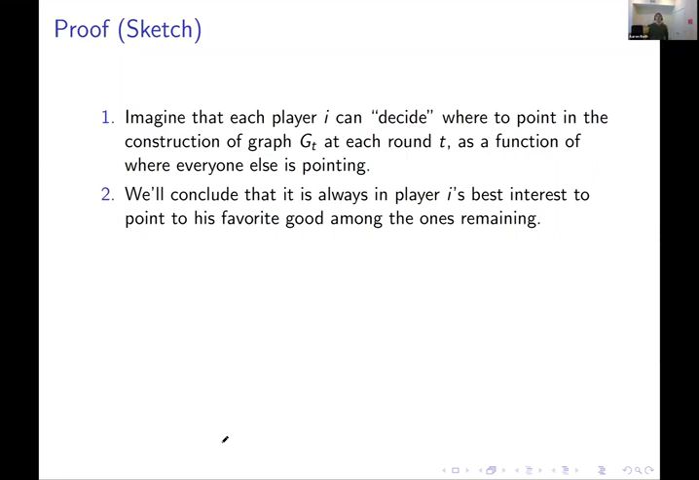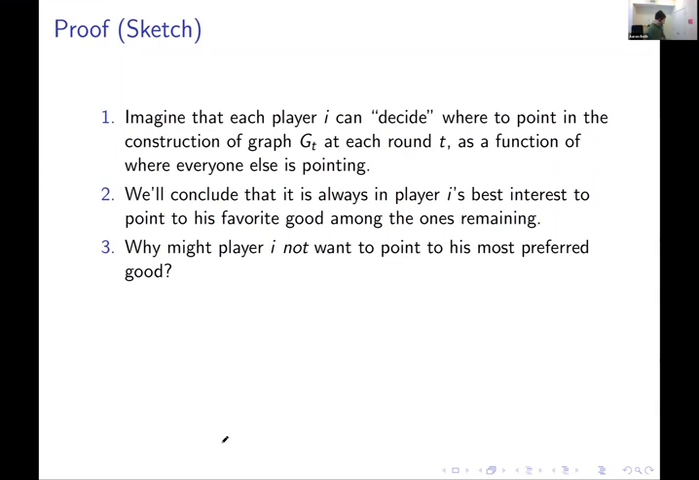Okay, so that's the goal. We're going to imagine the players as active participants at every round, and we want to argue that it's actually a dominant strategy at every round for them to point to their favorite good amongst the ones remaining. And so let's think about this. What would you be afraid of? What would cause you to doubt that you might not want to point to your most preferred good? What is the bad outcome that you might be worried about? What are you risking by doing something other than pointing to your favorite good? Anyone want to venture a guess?